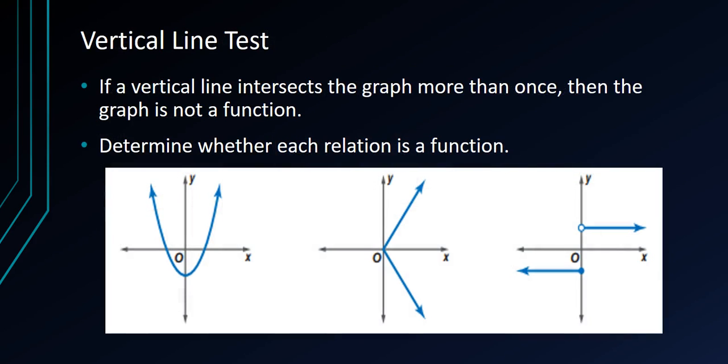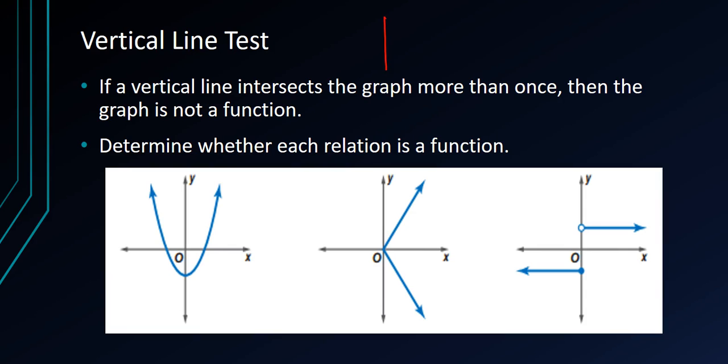Now sometimes we have a graph, and that has an infinite amount of points on it. So there's another test we can use to see if something is a function. This is called the vertical line test. If a vertical line intersects the graph more than once, and remember, vertical is up and down, then the graph is not a function.